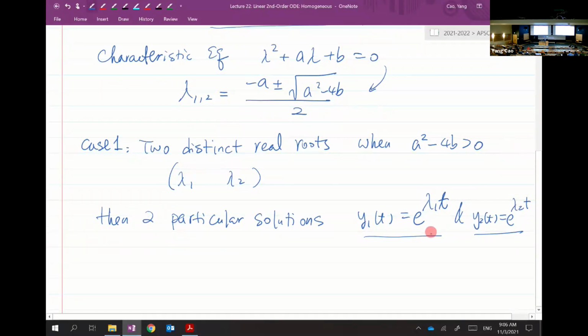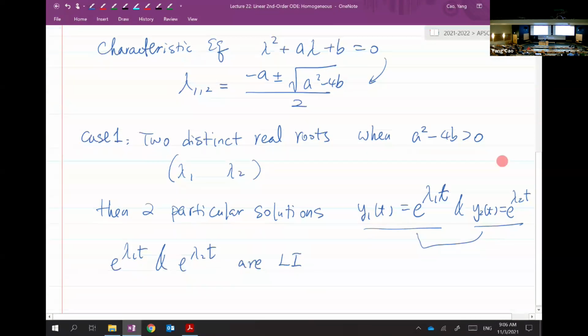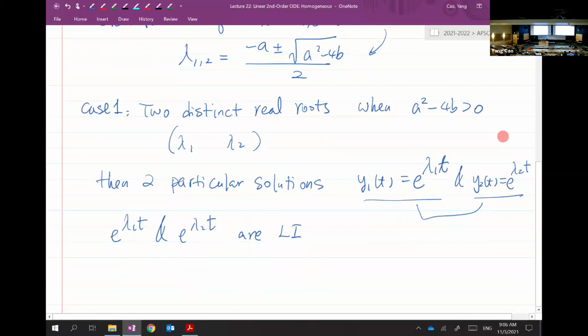And you can also easily show that these two functions, e to the power lambda 1t and e to the power lambda 2t, are linearly independent of each other. So they're not depending on each other. If they're not depending on each other, remember the three theorems that we introduced in the previous lecture. So you got two particular solutions and they're linearly independent of each other.